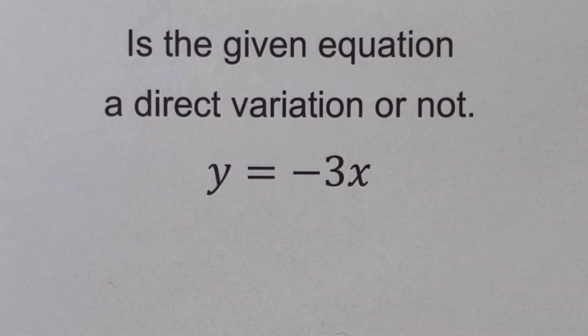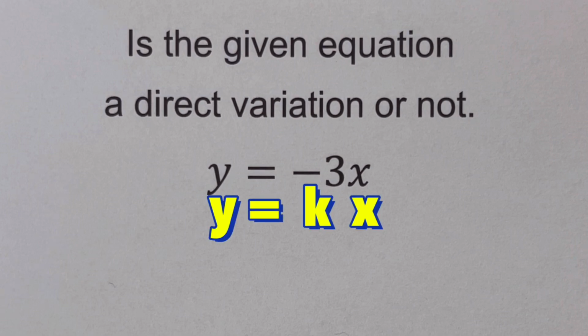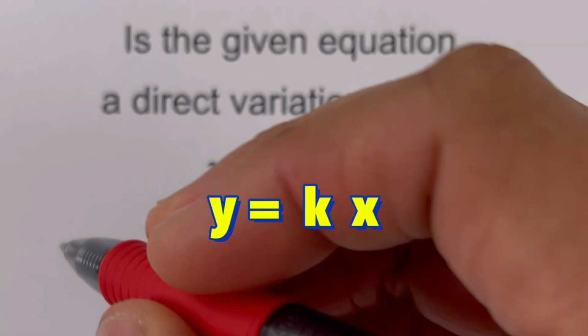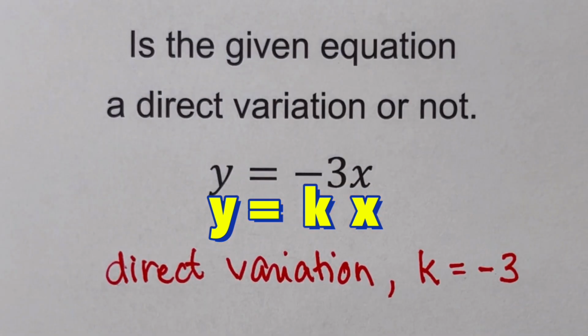Looking at this example right here, we are supposed again to determine whether or not the given equation is a direct variation or not. Again, the general equation is y equals kx. If you notice, we can tell that this is an example of a direct variation. It's because this resembles the general equation of direct variation, y equals kx. So I'm just going to go ahead and label that down here. Our k here is -3. So this is an example of a direct variation.